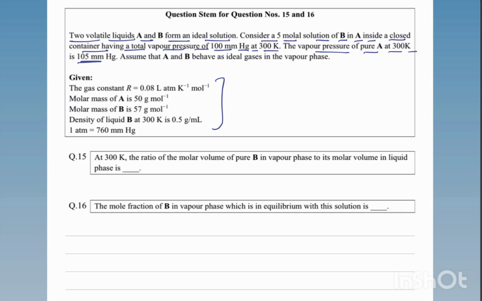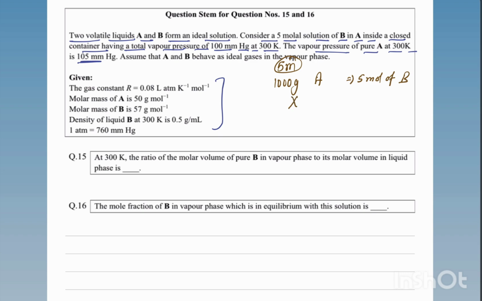If it is given 5 molar of B in A, that means if we have 1000 gram of solvent, then it will have 5 mole of solute. What is the solvent? Here the solvent is A, and there are 5 moles of B.